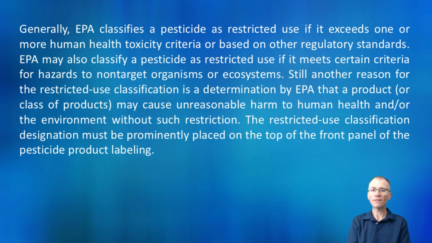EPA may also classify a pesticide as restricted use if it meets certain criteria for hazards to non-target organisms or ecosystems. Still another reason for the restricted use classification is a determination by EPA that a product or class of products may cause unreasonable harm to human health and or the environment without such restriction. The restricted use classification designation may be prominently placed on top of the front panel of the pesticide product labeling.